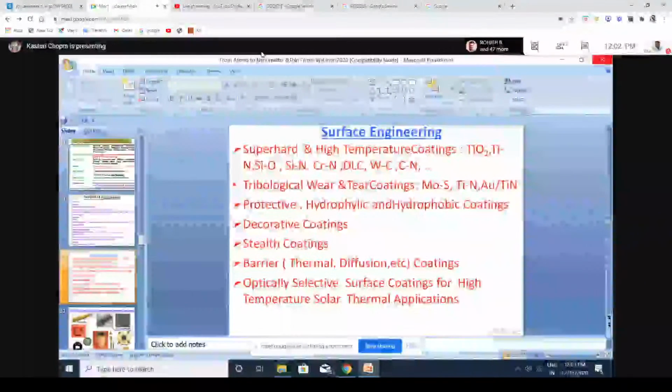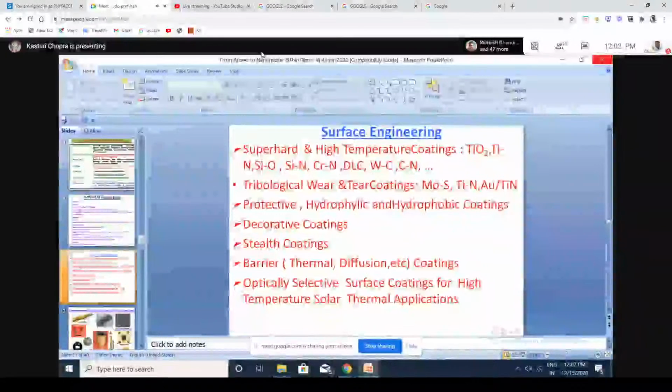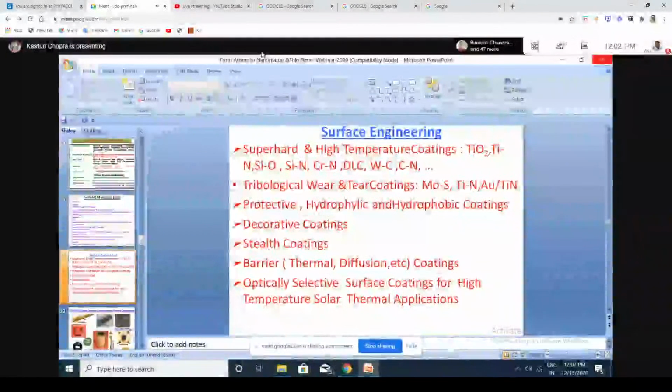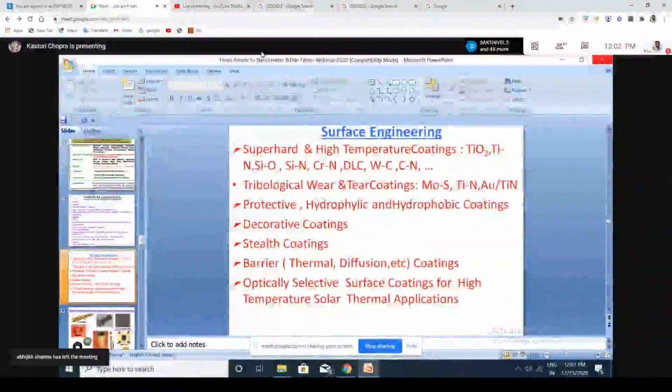Okay. Now I'll go into a little more detail on surface engineering, because that has been our very strong area. A lot of our PhD students have done that, and some have even set up industries, for example. We have a dozen industries. Our students have set up a dozen industries in the world today.